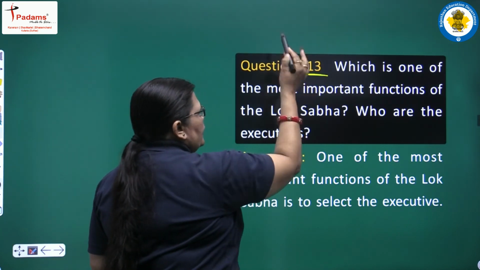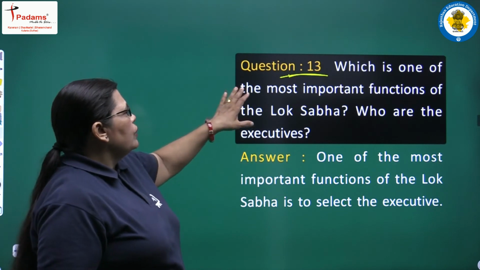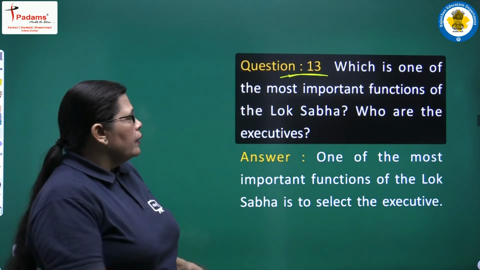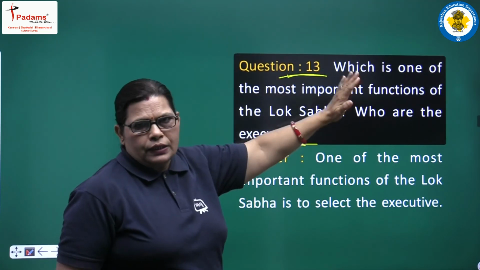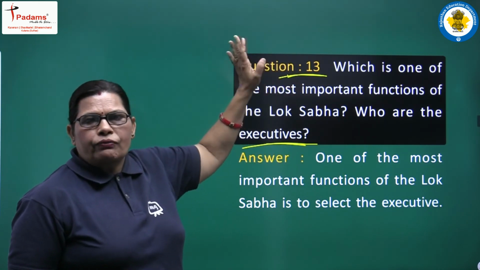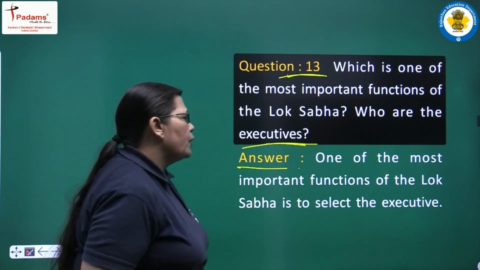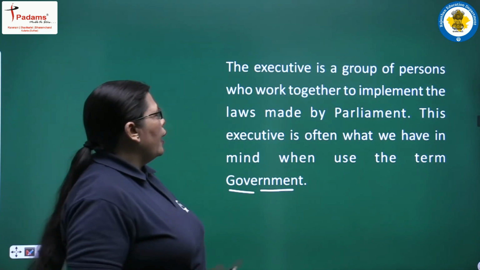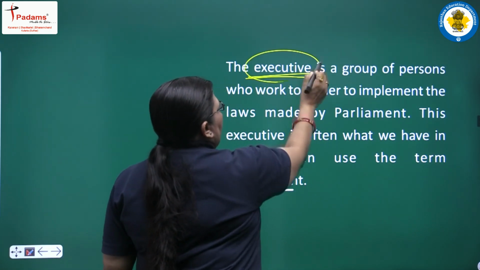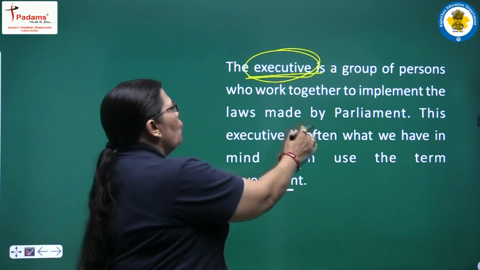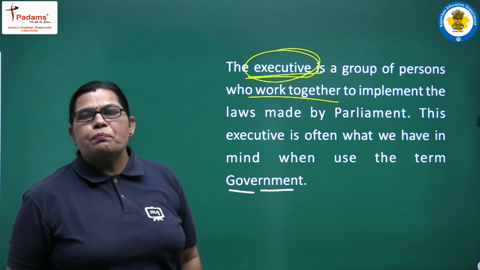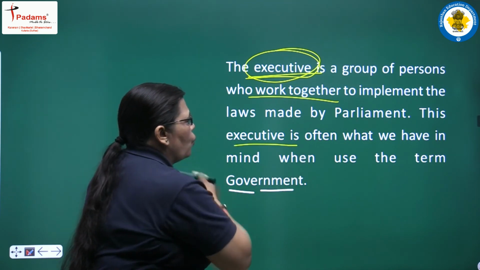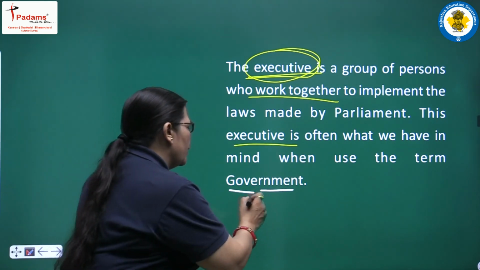Our next and last question is here. Which is one of the most important functions of the Lok Sabha, the House of the People? Who are the executives? We have two parts of this question. First of all, we will take our first part here. One of the most important functions of the Lok Sabha is to select the executive. And the executive is what? The executive is a group of persons who work together to implement the laws made by the parliament. So the role of the executive is also there. This executive is often what we have in mind when we use the term government.